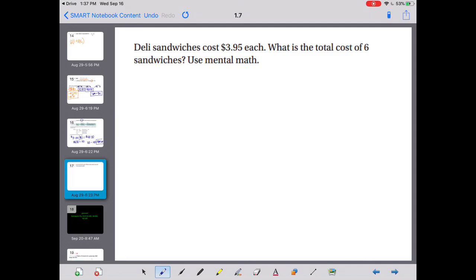Okay, try this one in your head. If the deli sandwiches cost $3.95 each, what is the total cost of 6 sandwiches?